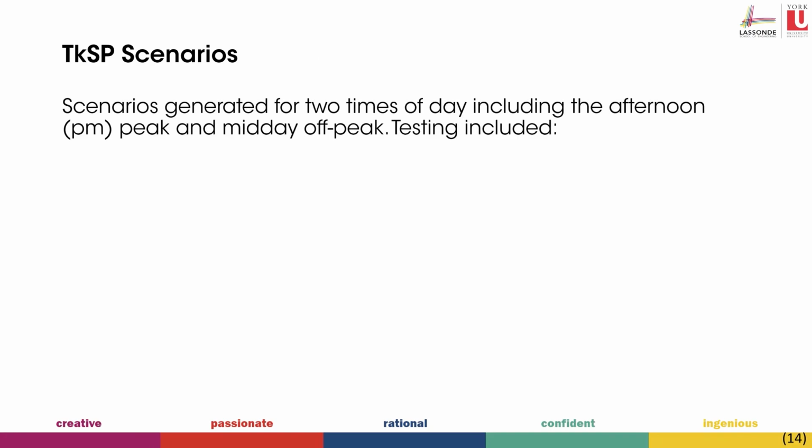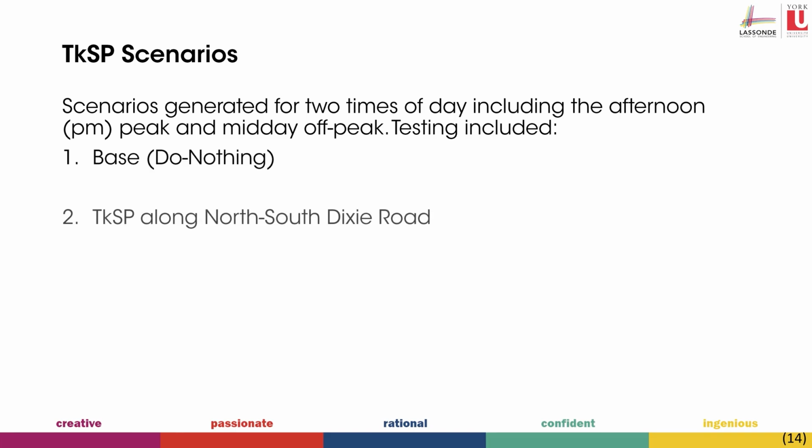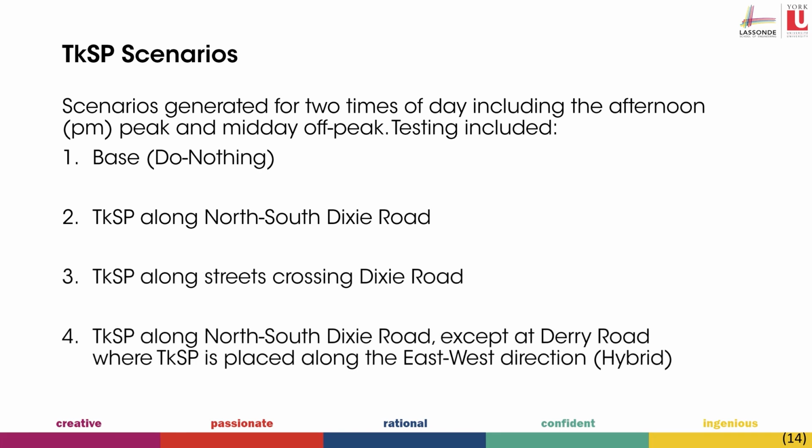Scenarios were generated for 2 periods of day, including the PM peak and PM off-peak. These tests included the base or do-nothing scenario, TkSP along North-South Dixie Road, TkSP along streets crossing Dixie Road, and TkSP along North-South Dixie except at Derry Road, where TkSP is placed along the east-west direction, known as the hybrid scenario.